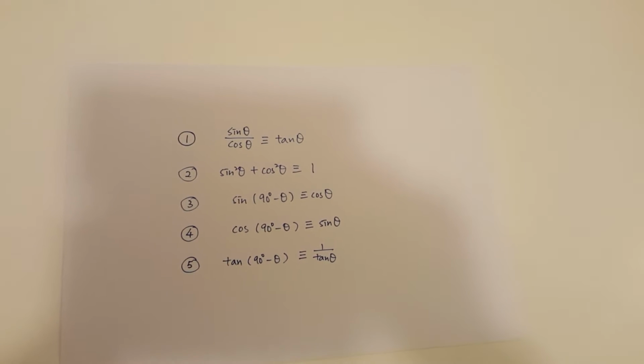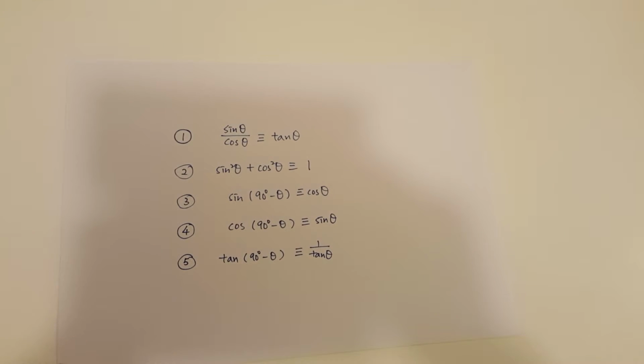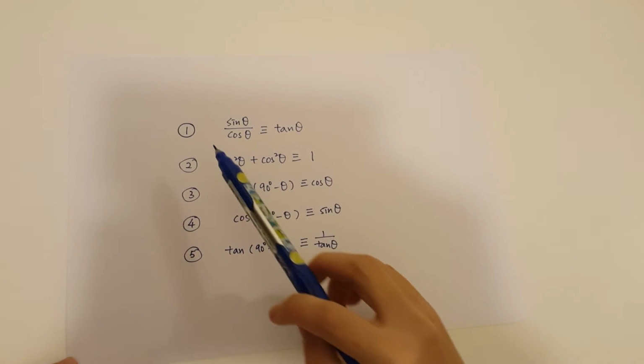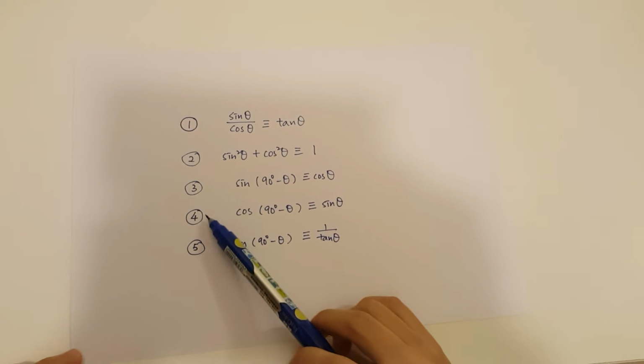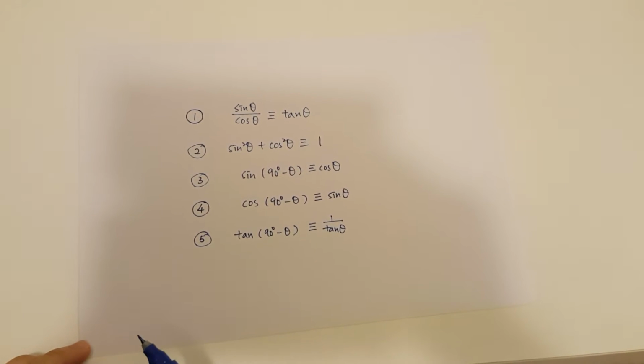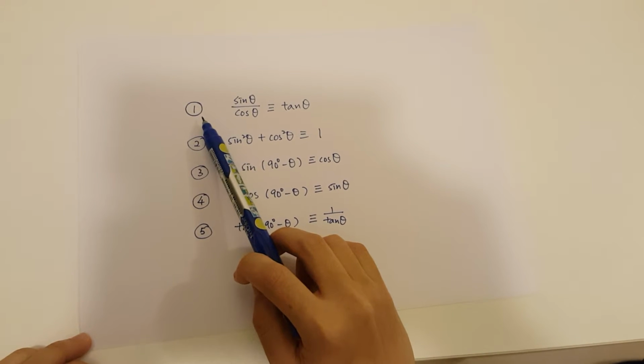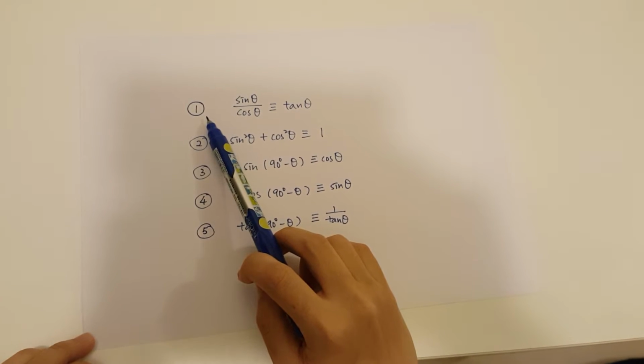Now I'm going to teach you 5 common trigo identities. They are not difficult to prove, and I will take identity 1, 3, and 4 as the examples. And now, I will show you how to prove identity 1.